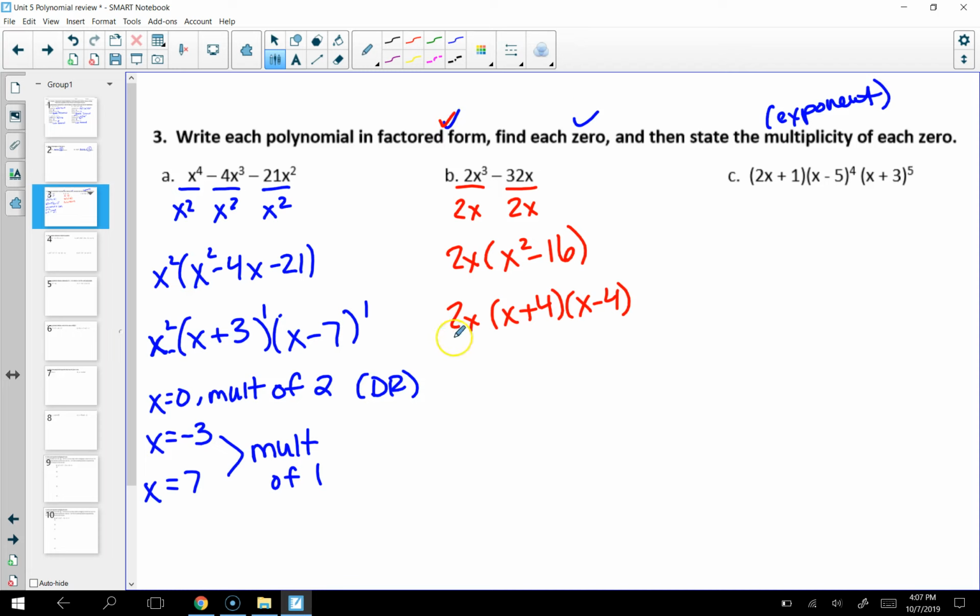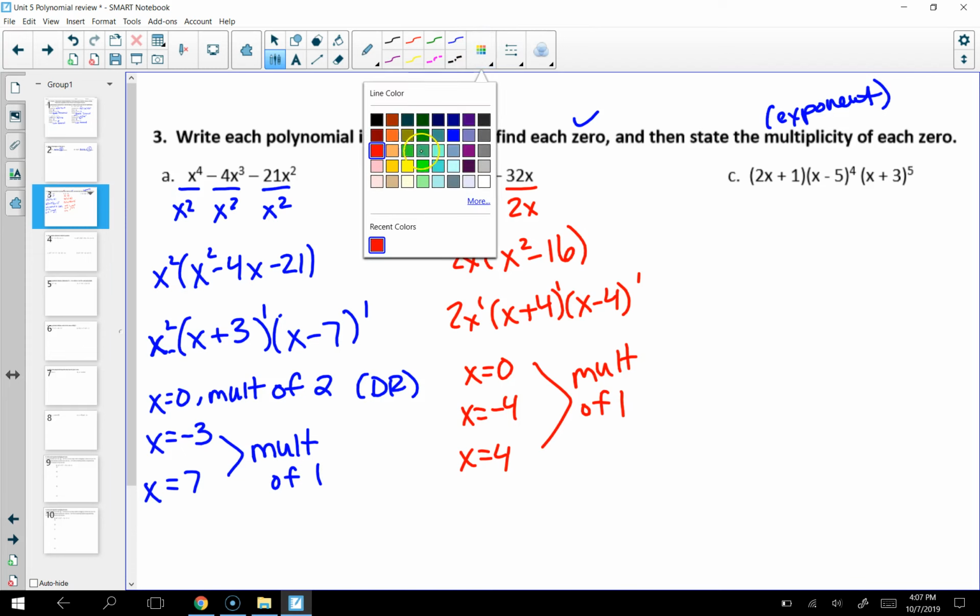Find each 0. So again, this first piece just gives me 0. There's no adding or subtracting going on. The next piece will give me negative 4, and then the last piece gives me a positive 4. None of them have an exponent written, which means they all have an exponent of 1. So they all have a multiplicity of just 1.